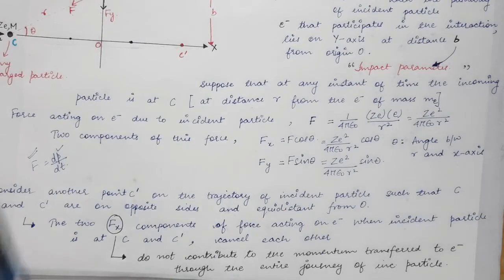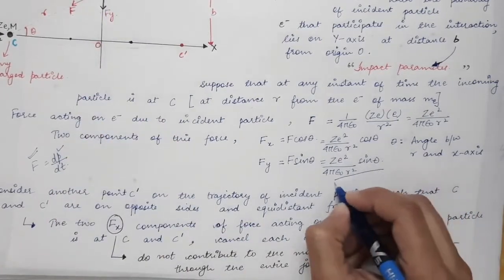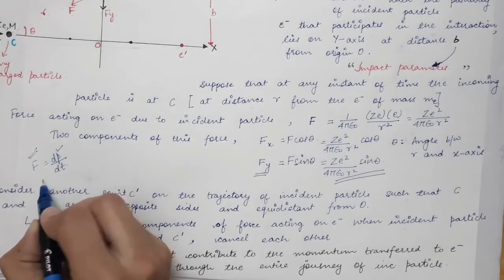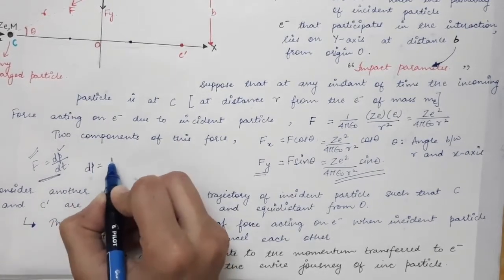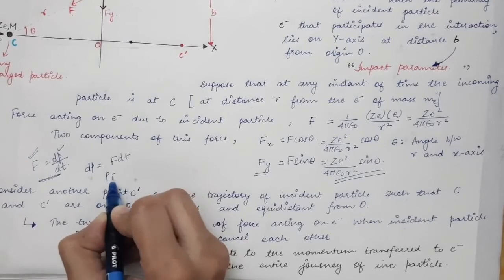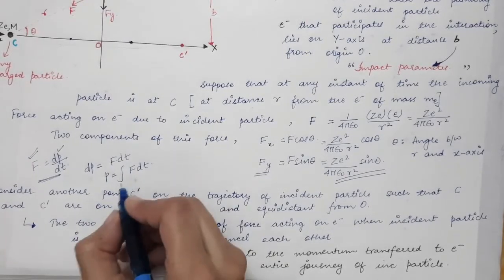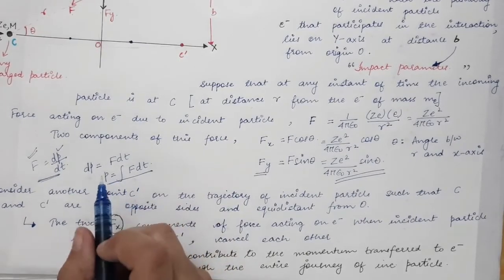So only the y component of the force will contribute to the momentum which is imparted to the electron of the medium. Now we are going to find out the momentum imparted. From this expression we know dp, the change in momentum, is equal to F dt. So the total momentum is nothing but the integration of F dt.